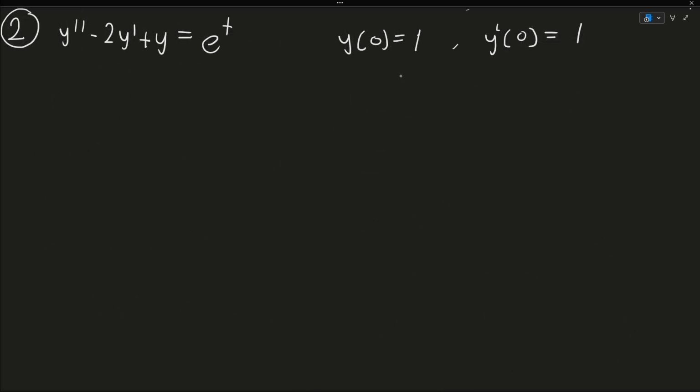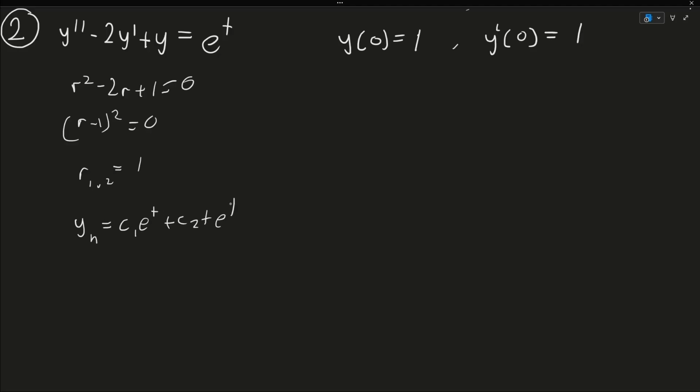Now let's work on this example problem. y double prime minus 2y prime plus y equals e to the t, and we are given these initial conditions. So the first thing we want to do is set up the characteristic equation to solve for y homogeneous, and this will be the square of r minus 1 equal to 0. r1,2 is going to be 1. This gives us our equal real root solution, c1 e to the t plus c2 t e to the t.